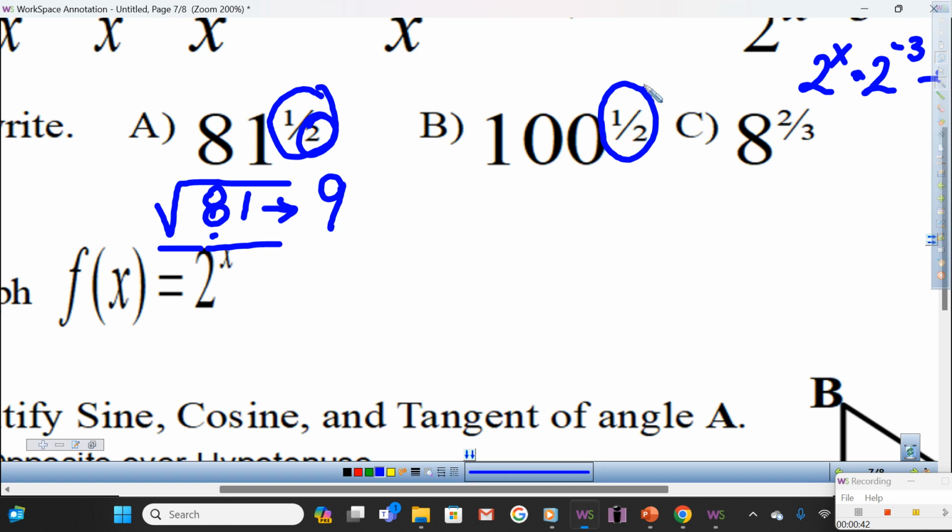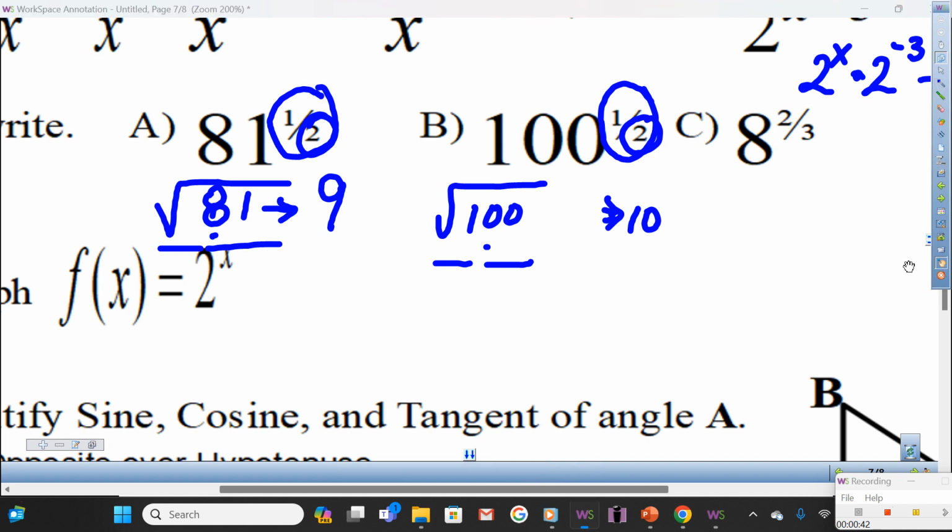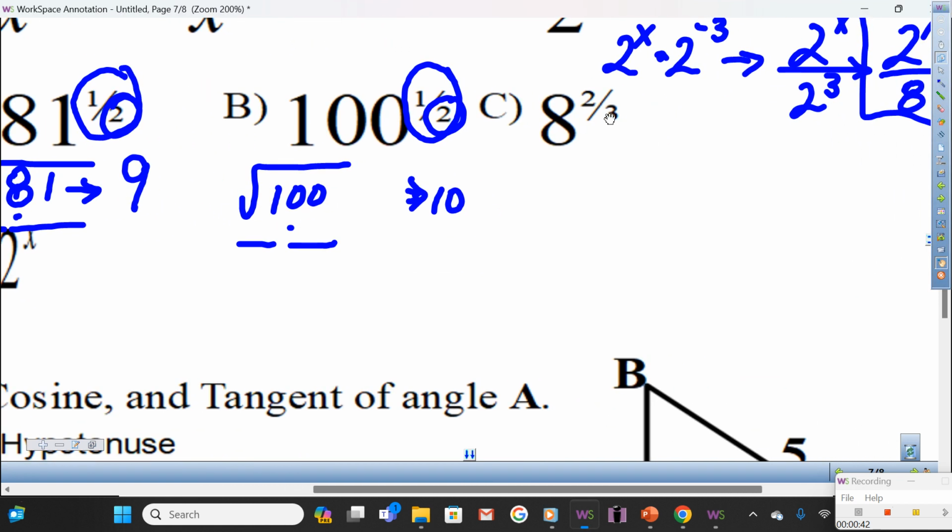Therefore, what is this? Tell your neighbor. What is 100 to the 1/2? 100 to the 1/2, Jacob. 10, that is correct. And it looks like this. 1/2 is square root. Square root of 100 is 10. So far, so good? Once again, we're paying attention to the denominator because that's what tells us what number times itself 2 times. Look at 3C, though. This one's a little bit different. So I'm going to rewrite this first.